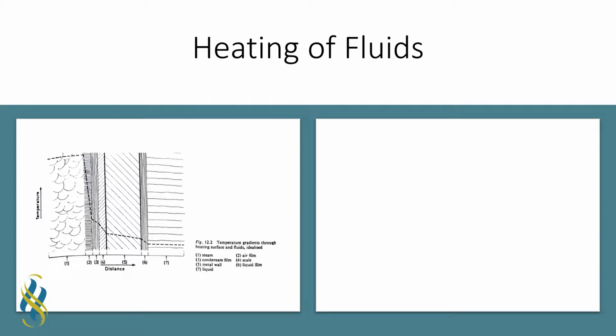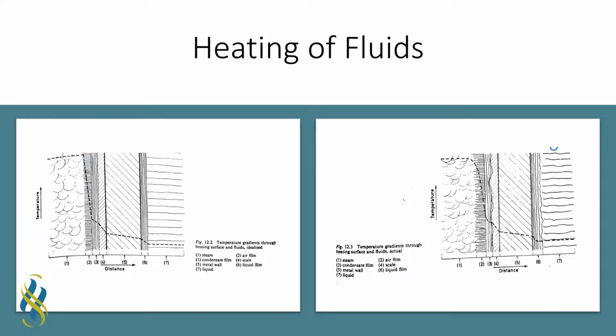Also, it is likely that some scale will have been deposited on the surface of the metal wall, and heat must be conducted through this. When steam gives up its latent heat, water will condense on the surface of the vessel, and it will form a condensate film. Again, the heat must be conducted through this water film.